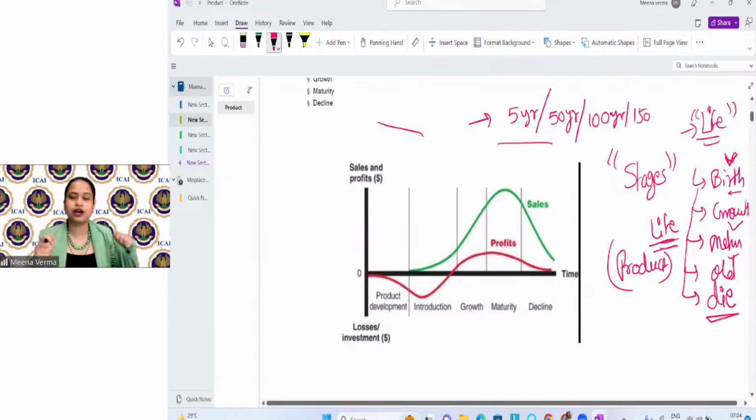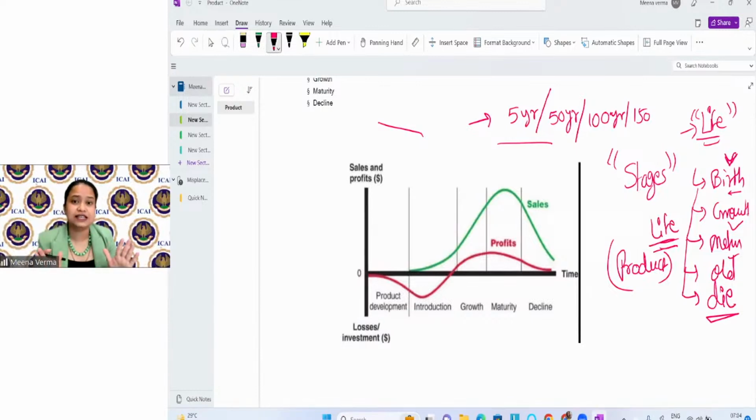For a person, our life expectancy may vary. Some people live for 20 years, some for 40 years, some for 80 years. Similarly, the life of a product may vary. In the same way, the product will pass through these stages.